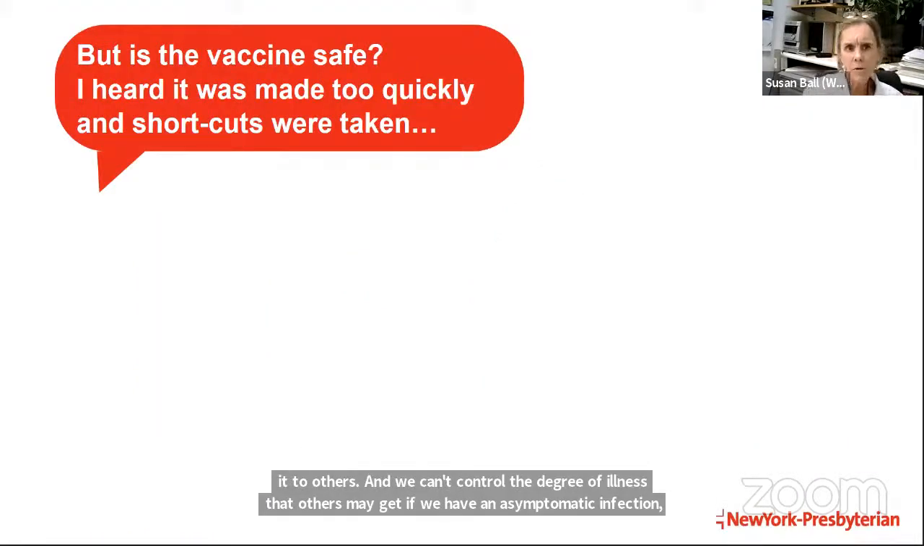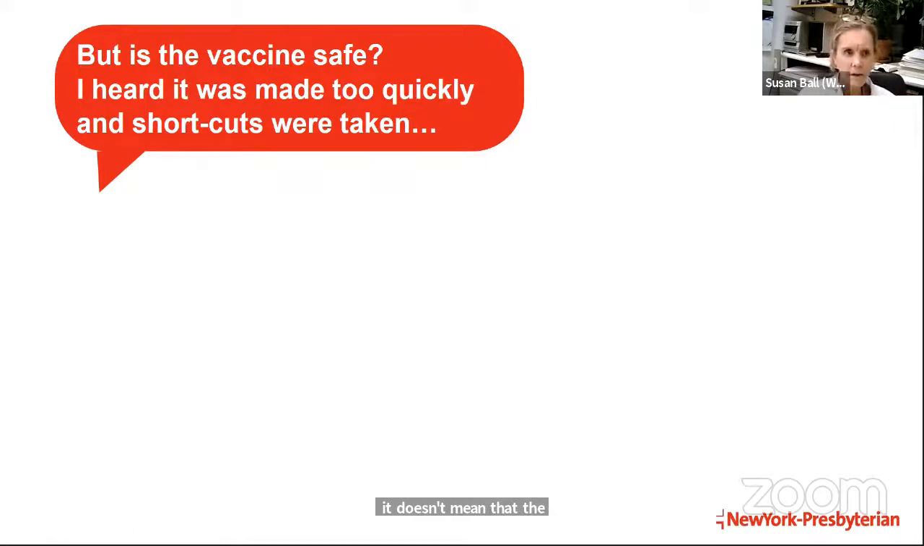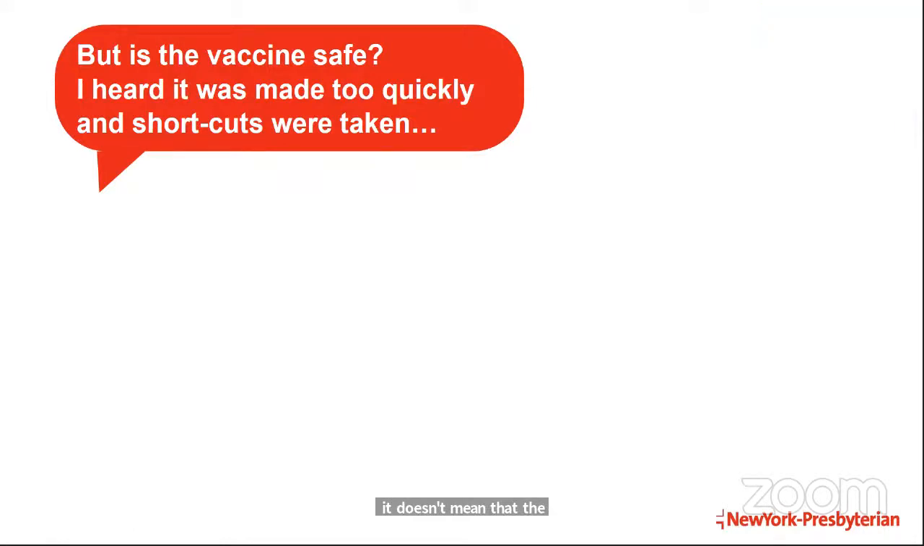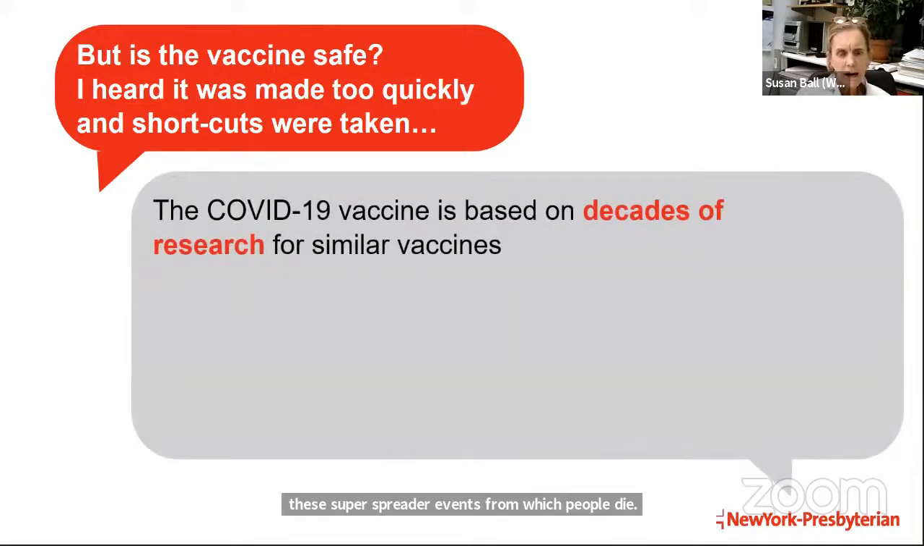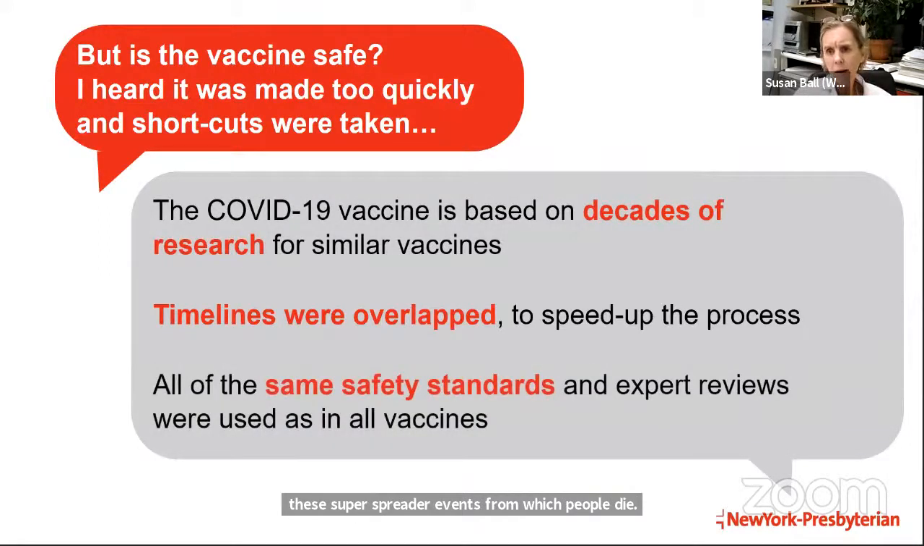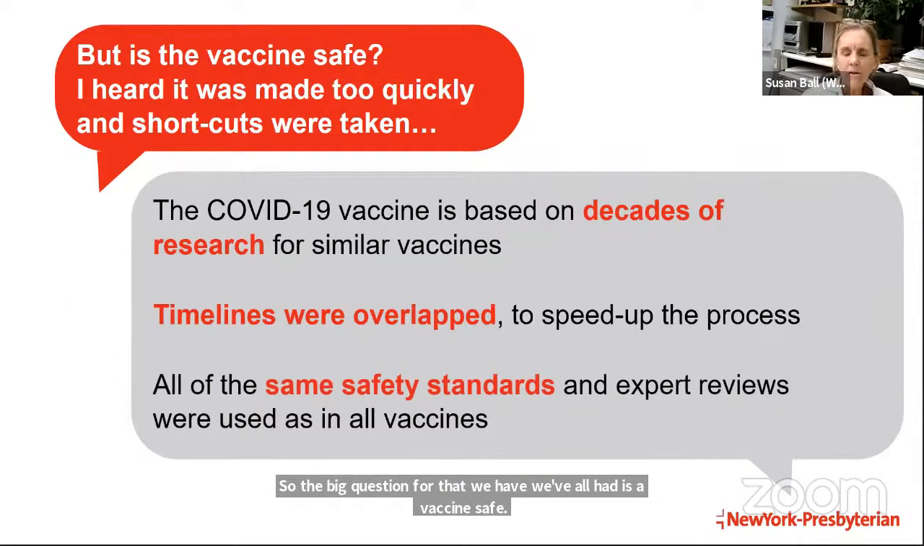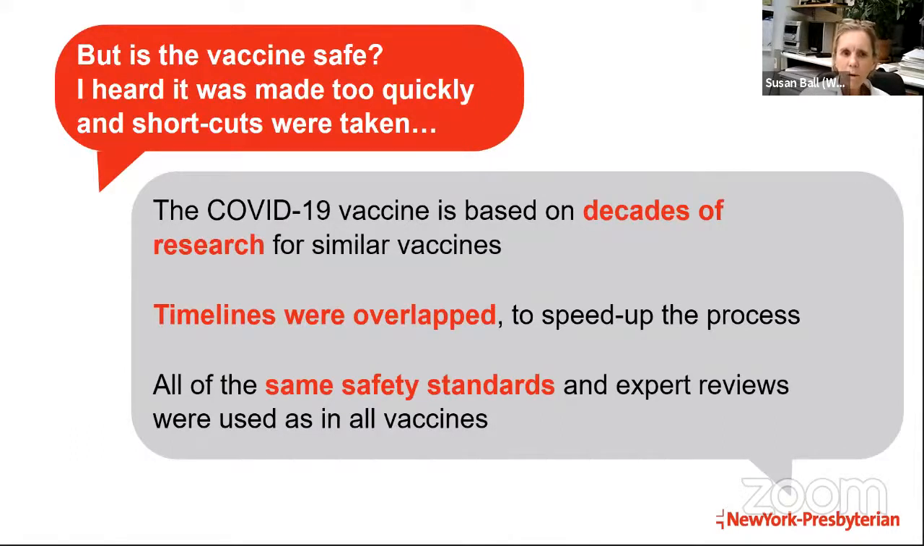So the big question that we've all had is, is the vaccine safe? One of the big objections is that it was made too quickly and shortcuts were taken. And I'm just going to go through this whole process a little bit. The COVID-19 vaccine is really based on decades of research of similar vaccines. COVID-19 is a coronavirus, and as I mentioned, there have been previous outbreaks with coronaviruses, and the technology for the vaccines has been in existence for all the different ones, has been around for decades.